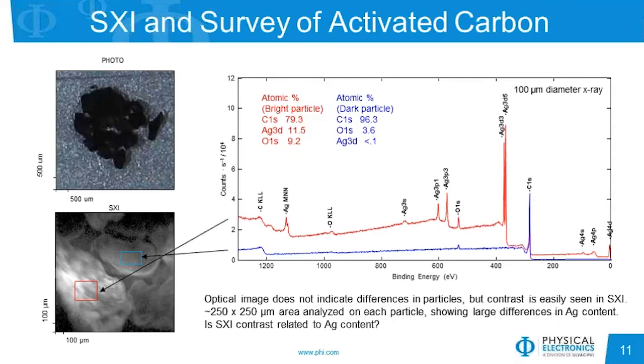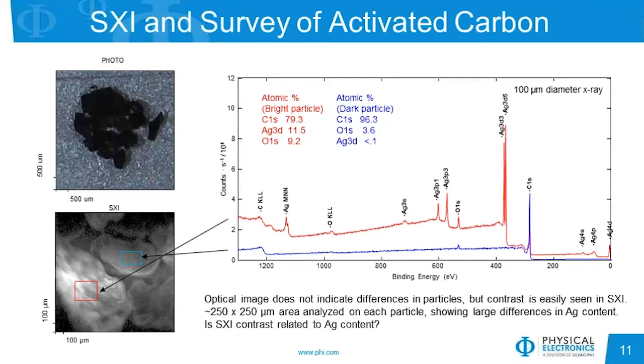However, we would be averaging the elements and the signals across that entire region, and so we may lose some detailed information as shown by the SXI, in that we have both bright and dark spots that could be interesting for analysis. What we have done in this case, as shown on the survey scans, is we have drawn areas directly on the SXI of approximately 250 by 250 microns in size, and using a 100 micron diameter X-ray beam, collected surveys from each of the two particles individually.